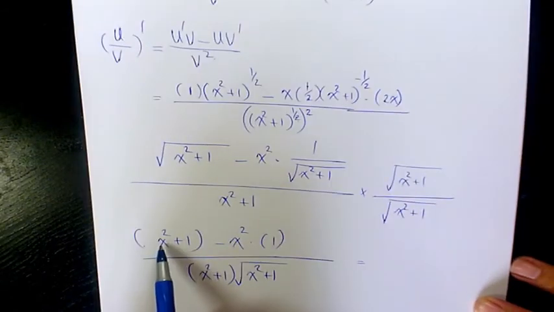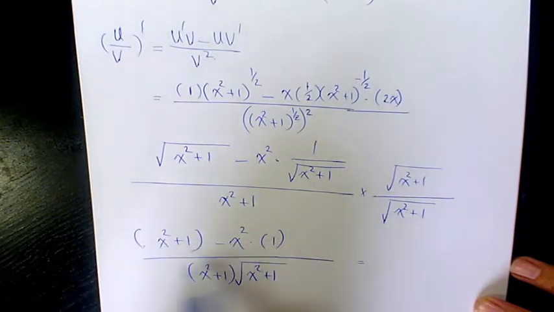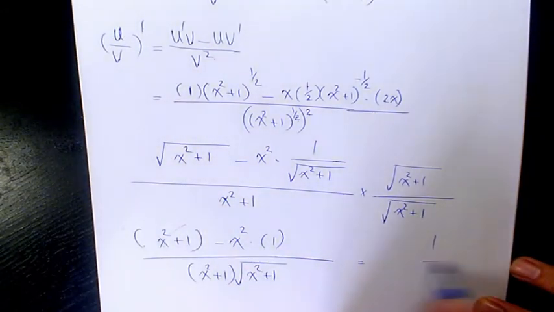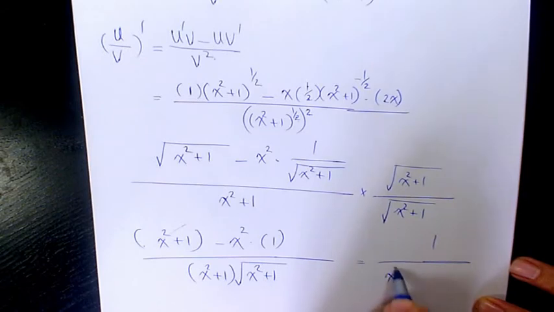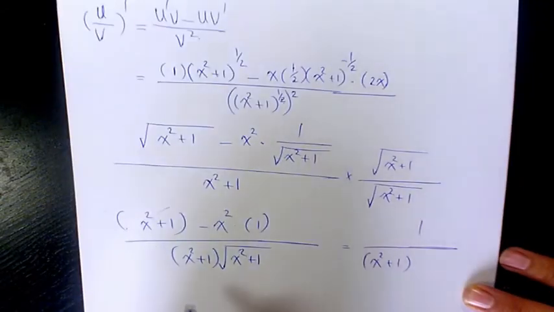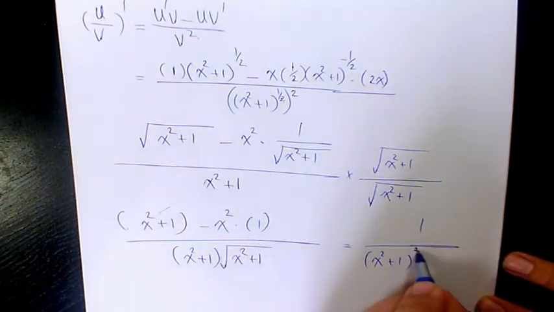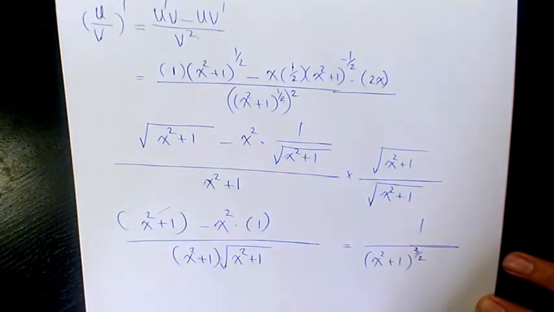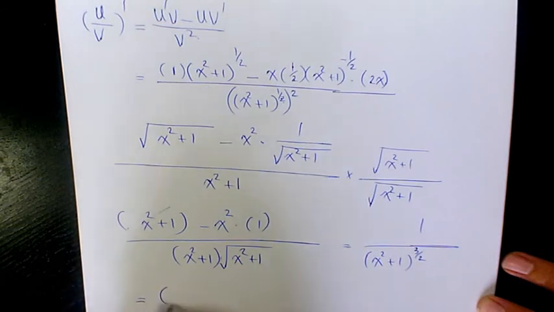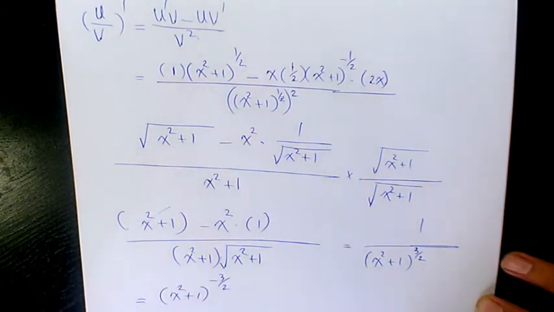So here we have x squared plus 1 minus x squared, which cancels out, and we have just 1 over x squared plus 1 to the power of 1, and here it's going to be to the power of 1/2. When you add them, it's going to be 3 over 2. Or you can write it as x squared plus 1 to the power of negative 3 over 2 when you want to bring it to the numerator. So that's how you find the derivative of this expression.